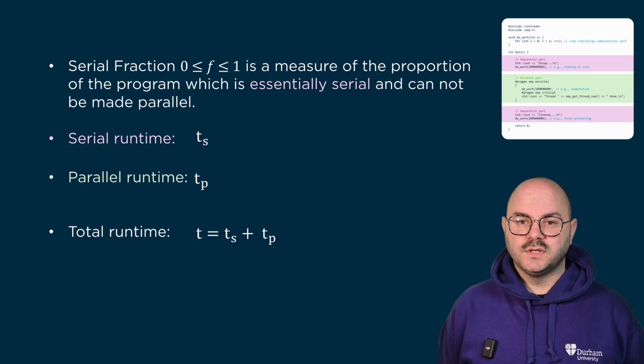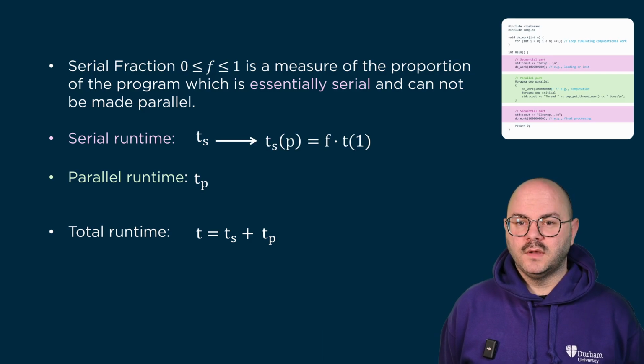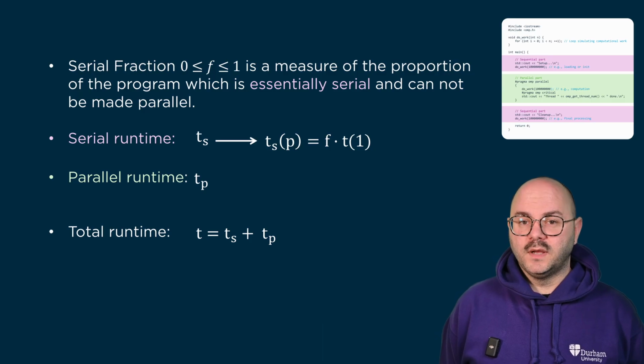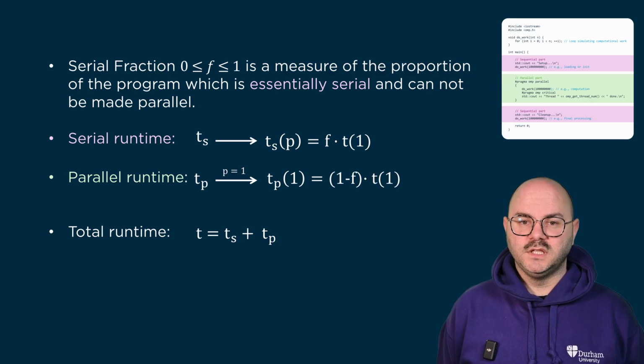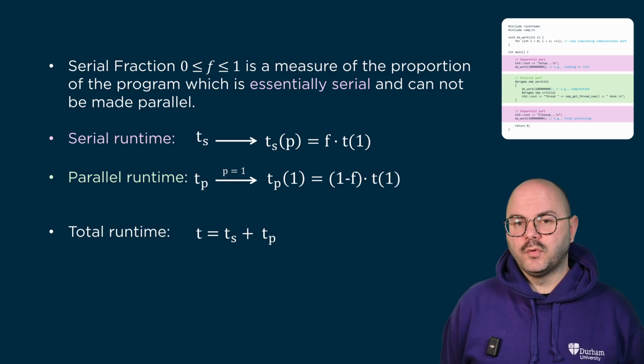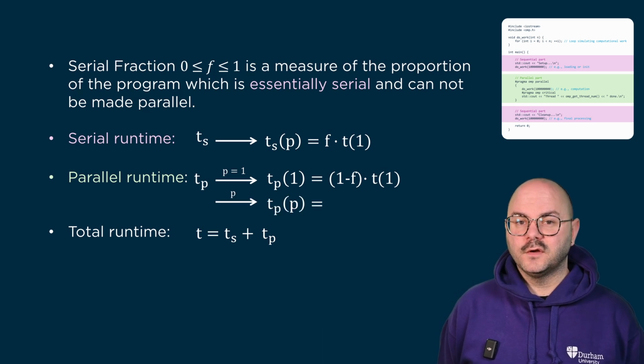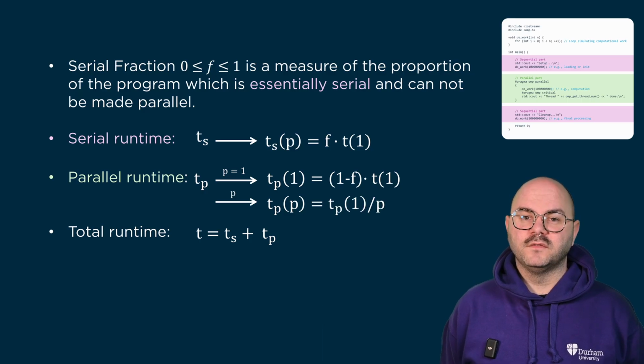Since the sequential portion of the runtime is unmodified with increasing numbers of processors to linear order, we may rewrite the sequential contribution to the runtime as a proportion of the single processor runtime. T_s(p) is equal to f·T(1). Likewise, for p equal to 1, T_p(1) is equal to (1 minus f)·T(1). If the program is parallelized on p processors, then T_p at best scales inversely with p. T_p(p) is equal to T_p(1) divided by p.